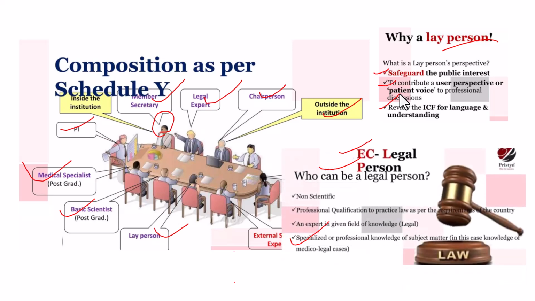And why is a legal person needed? A legal person should be a non-scientific professional with a qualification to practice law as per the requirement of the country. The country's legal requirements can be fulfilled by that person. So an expert in a given field of knowledge with specialized or professional knowledge of the subject matter. That is, in this case, medico-legal cases can be handled by the person. If there is some risk related to that project, or the GMO which we have produced, for example, a crop produced by genetic modification, and because of that crop, some population have been affected and get some disease, then because of this legal person, we can handle those kinds of cases, right?